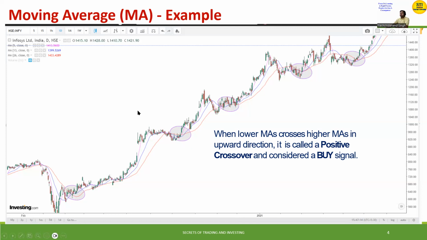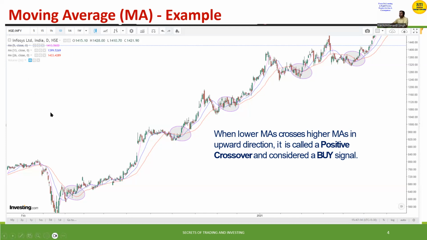In this example, the pink one is the 5, the blue one is the 13, and the red one is 26. If you look at wherever I have highlighted, at all those places 5 is crossing over 13, and 13 is crossing over 26. I can say 5 is crossing over both of them, and 13 is crossing over just 26. So wherever that has been circled, these are the potential entry points, that means potentially purchasing the stock.